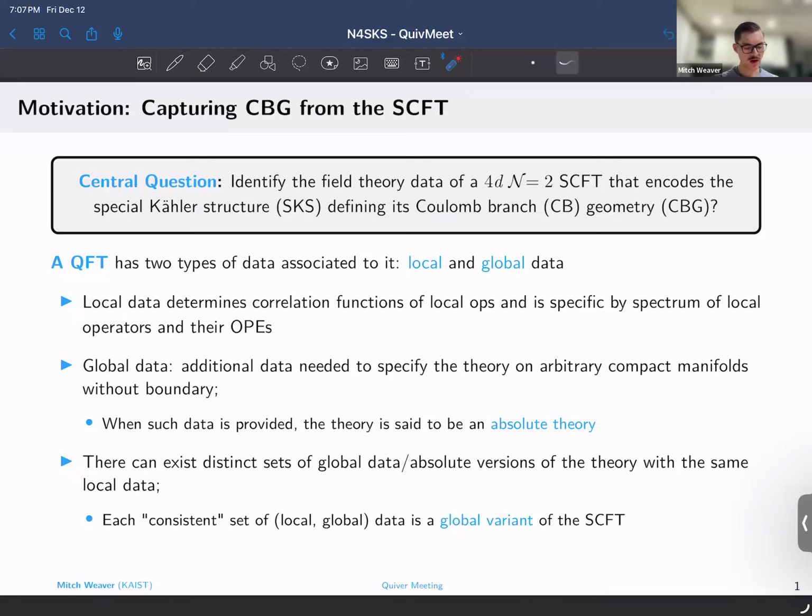And at least in a conformal setting, it's completely specified by your spectrum of local operators and their OPE algebra. And then we also have this so-called global data, which is, in somewhat general terms, the additional data you need to specify the theory on an arbitrary compact manifold without boundary. And when you provide such data, we call this an absolute theory. And there can be distinct sets of global data or absolute versions of a given theory with the same local data. And for each consistent pair of local and global data, you call that a global variant of the SCFT or QFT more generally. At least that's the language I'm going to use here.